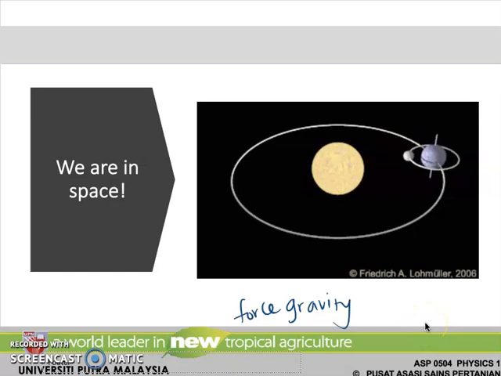Coming back to our first question for this part. What keeps the moon in a circular path around the Earth? Yes, it's the force of gravity.